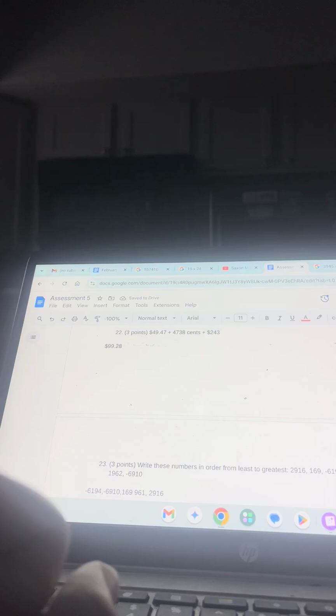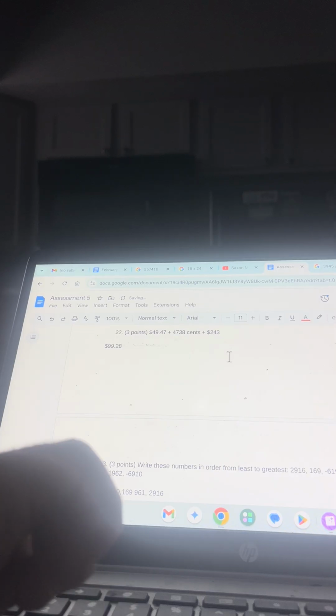Number 22. Let's see. I see $243 right here, right? And I'm adding money on top of that. How do I get back down to $99.28? That's automatically incorrect already, so that's another 0 points for the problem.